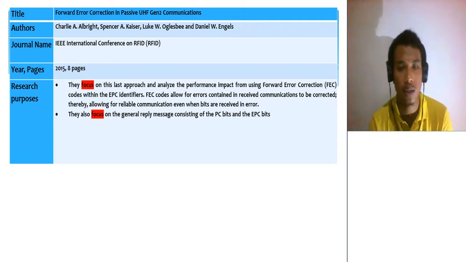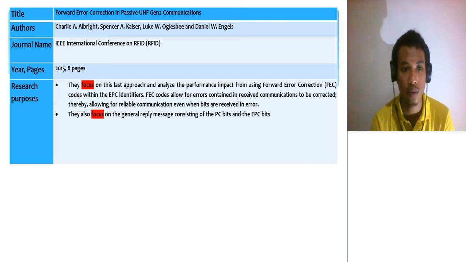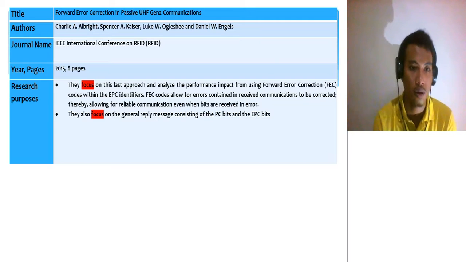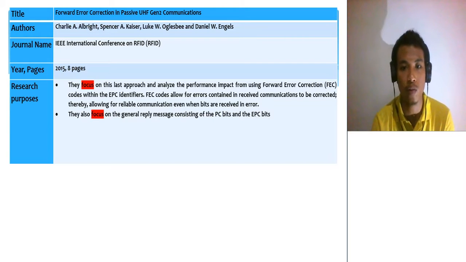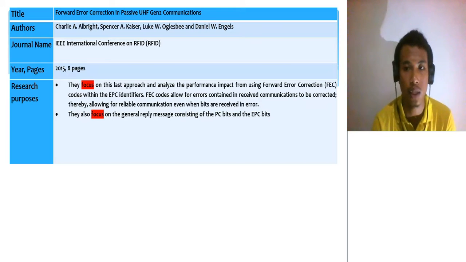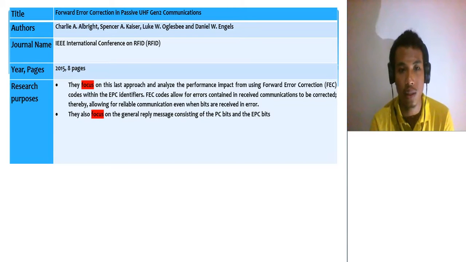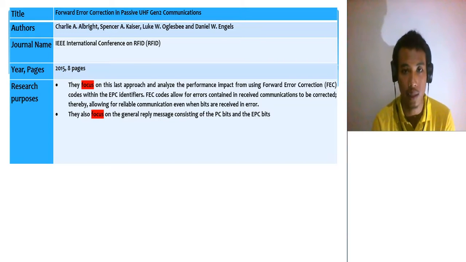So what is the purpose of this paper? There are 2 focuses or purposes. Number 1, they focus on this last approach and analyze the performance impact of using forward error correction codes within the EPC identifiers. And then they also focus on the general reply message consisting of the PC bit and the EPC bit.